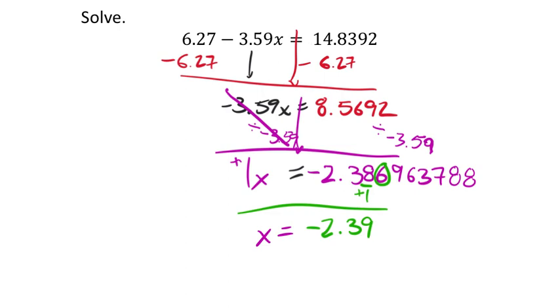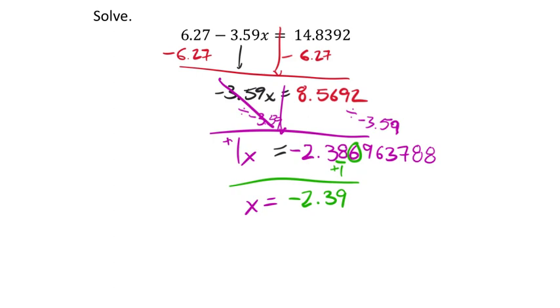The truth is, though, if you were taking an exam, you'd probably want to know for sure that the answer is correct. I'm nerdy enough that I would want to. So here's what you're going to do, because you can check. On some of the exams, they're going to say something like prove that your solution is correct or check your work. So you're going to go back to the original equation. That's 6.27 minus 3.59x equals 14.8392.